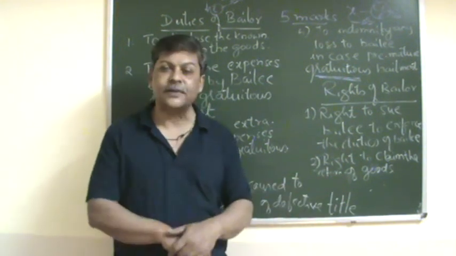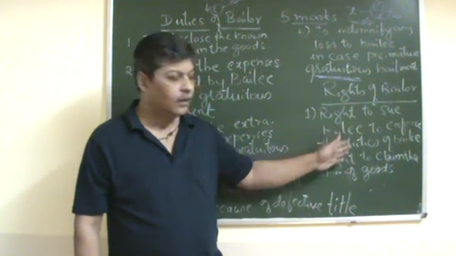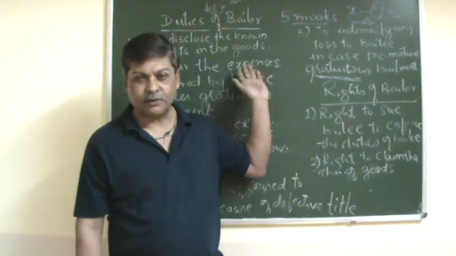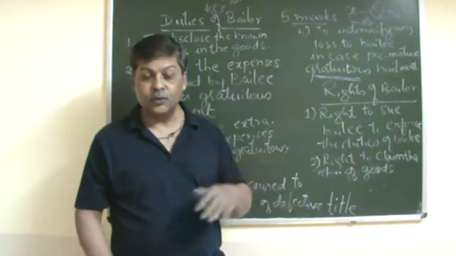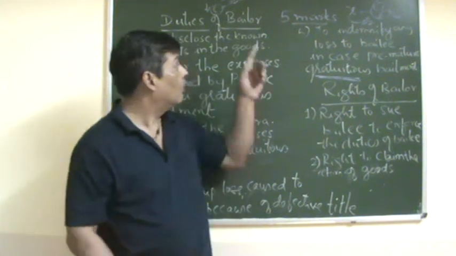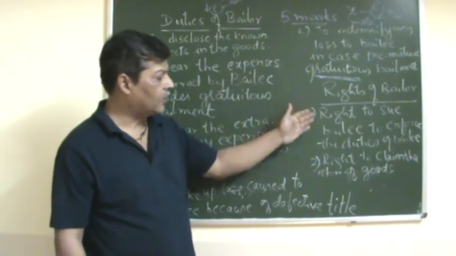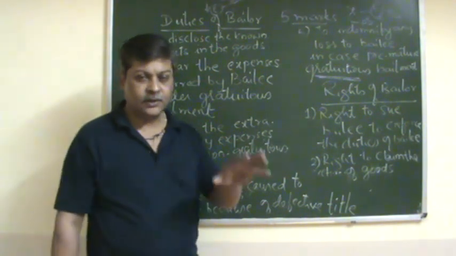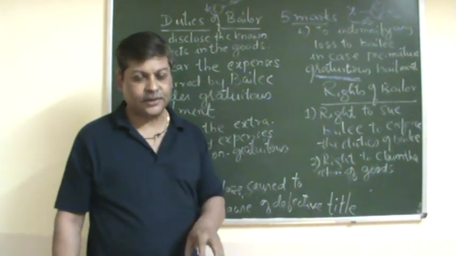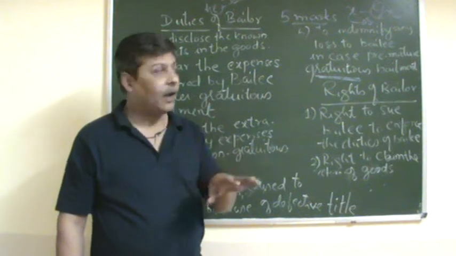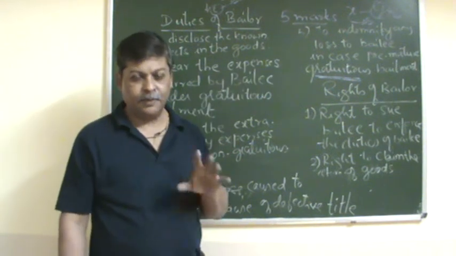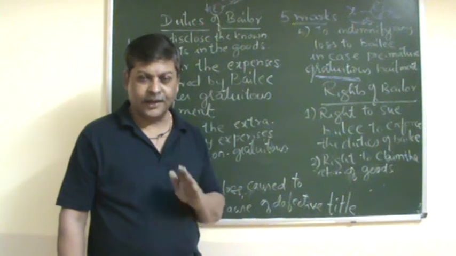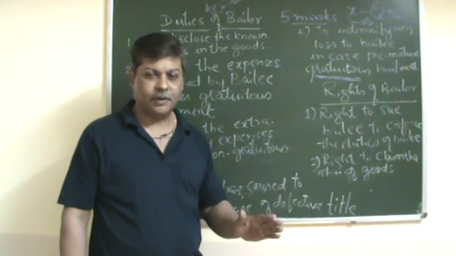So what we find is that the bailor has these rights, and these are the duties of the bailee. The duties of the bailee, as we have seen, are 5 duties, and there are 2 important rights of the bailor. This is one question from your examination point of view, which may be asked for 5 marks. They may ask you to write the duties and the rights of the bailor. It may be asked for 5 marks.